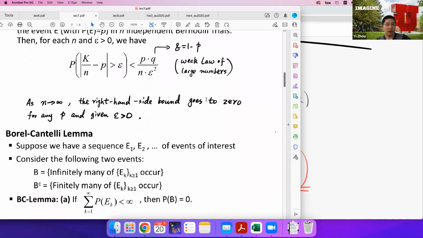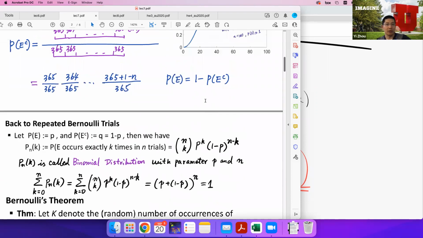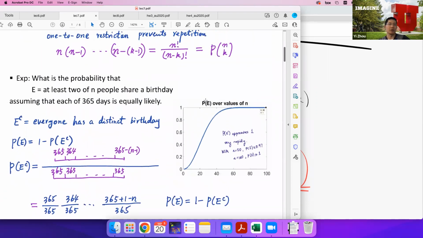Okay, I think you can now start working on homework 3, which should be covered by these materials.